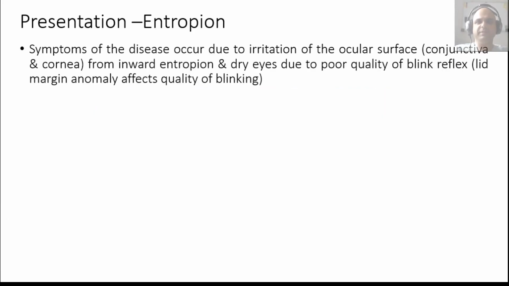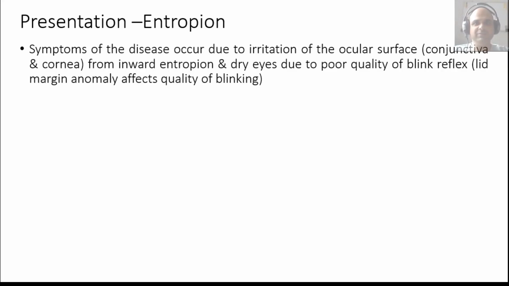The symptoms these patients experience are because of irritation to the ocular surface, being the conjunctiva and the cornea, because of an inverted, turned lid margin and the associated trichiasis. The lashes keep on rubbing against the cornea and the conjunctiva, producing inflammation, and it can also produce corneal erosions, corneal ulcers, and eventually corneal scarring. And because the lid margin is turned inwards, the blink reflex can't complete properly, even though the lower lid does need to be in its proper place for the blink to complete.